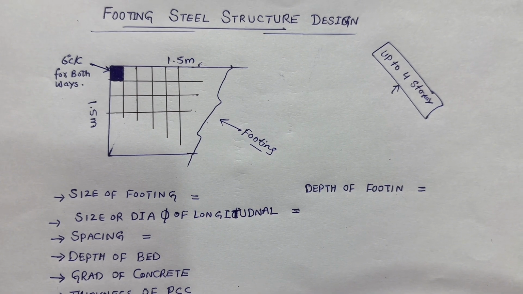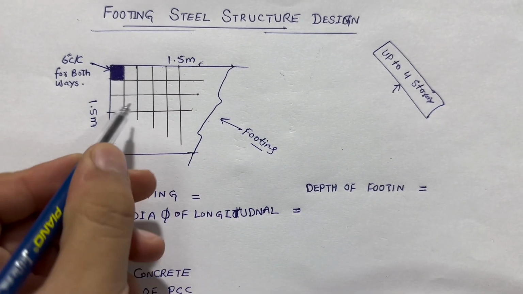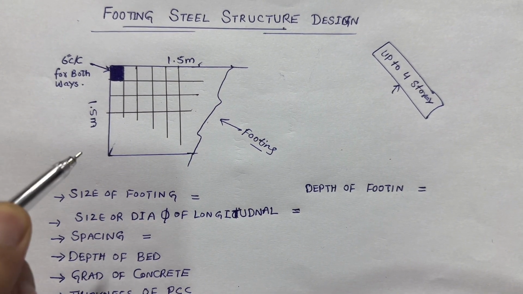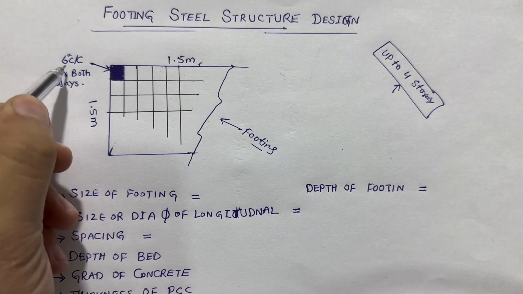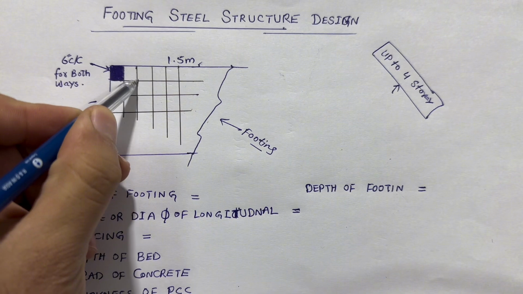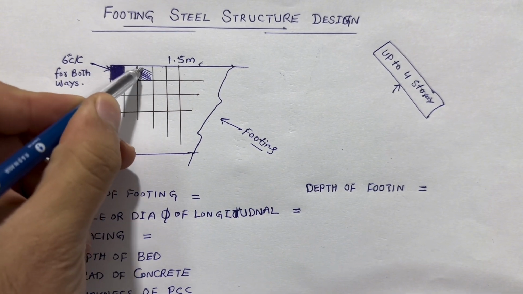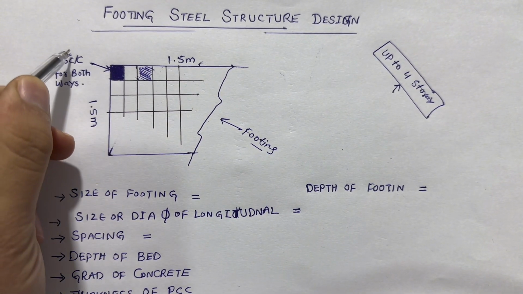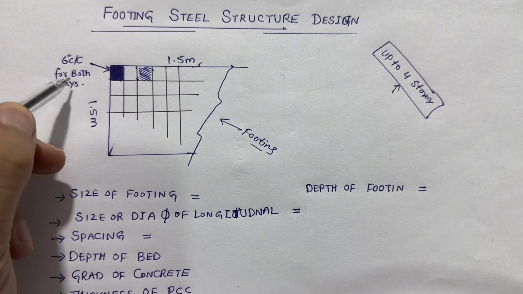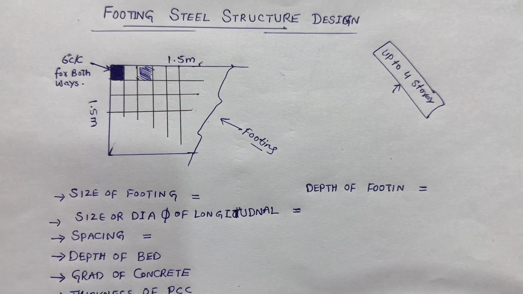Next, guys, here if you see we have main bars and distribution bars. Remember the size of the bar inside steel reinforcement should be inside this. So keep the spacing of main bars and distribution bars, this spacing you can see, not more than 6 inches center to center for both ways. Okay, for both directions, main bars and distribution bars.